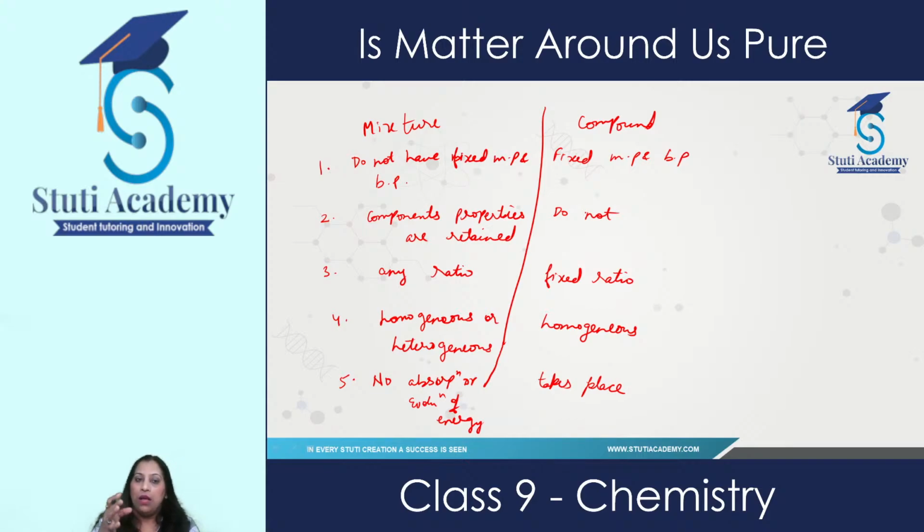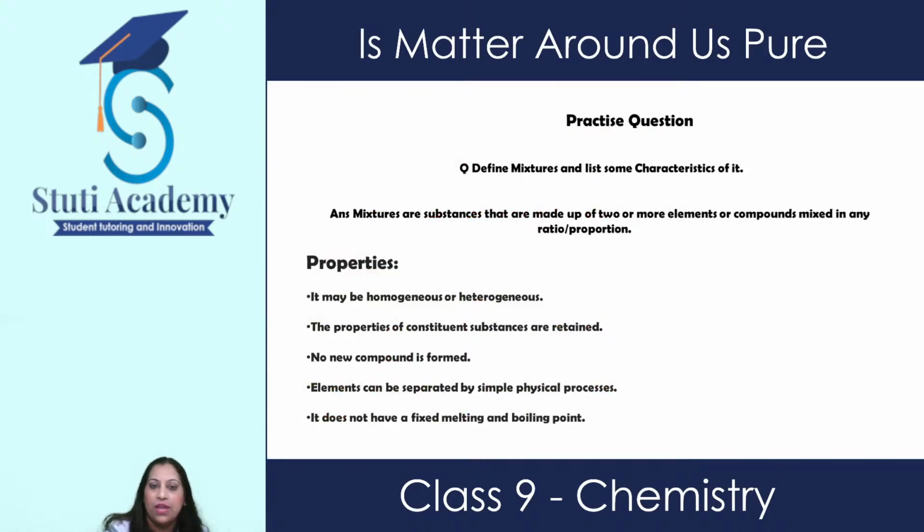So I hope this is clear to everyone, how mixtures are different from compounds, how they are entirely different, what are their properties. And this question comes in exams for 2 marks or 3 marks. So depending on the marks, just write down the points accordingly. Now define mixtures and list some characteristics of it, which I have already discussed with you. Mixtures are those substances that are made up of 2 or more elements or compounds which can mix together in any ratio or proportion. They do not have any fixed ratio.